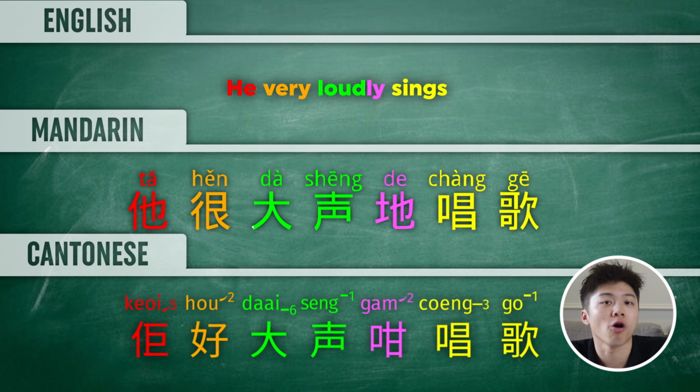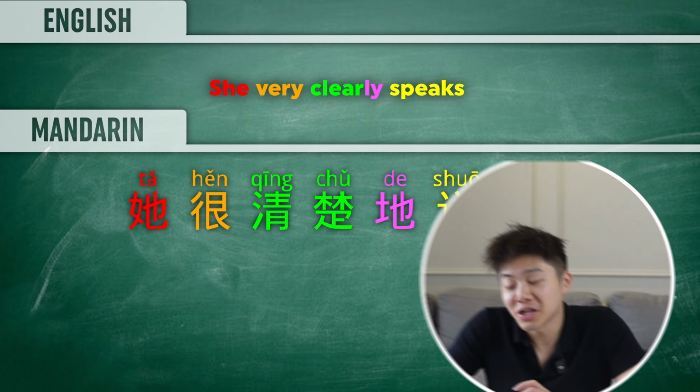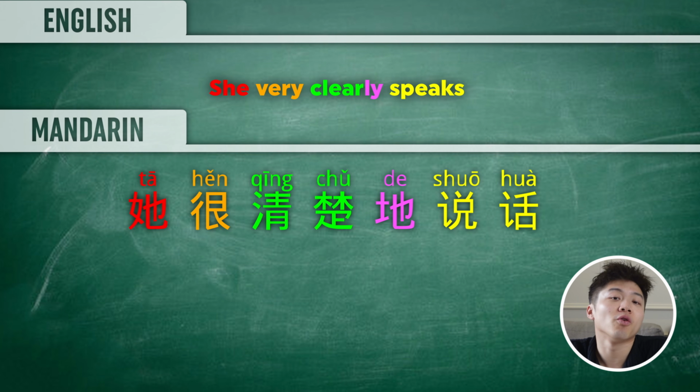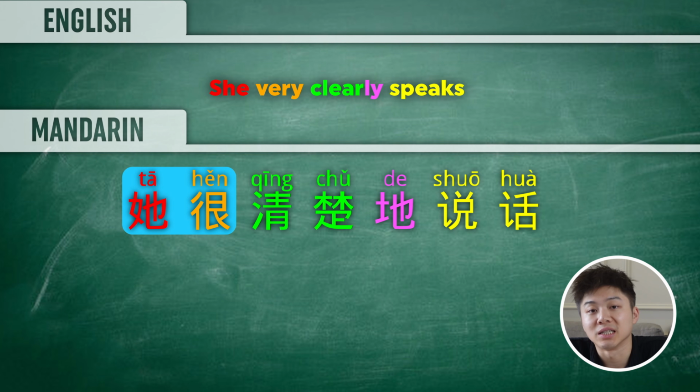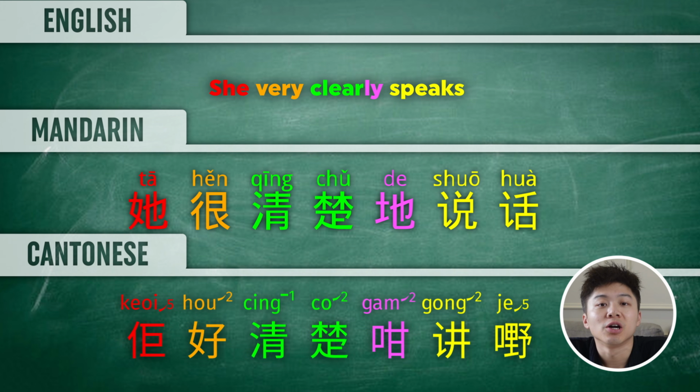唱歌 or 唱歌 in Cantonese. Let's look at some more examples. For instance, she speaks very clearly. Now, normally with our previous hack, the way to go is 她說得很清楚. Or in Cantonese, 佢講得好清楚. But now if we want to emphasize how clearly she speaks, then we would say 她很清楚地說話. In Cantonese, 佢好清楚咁講嘢.